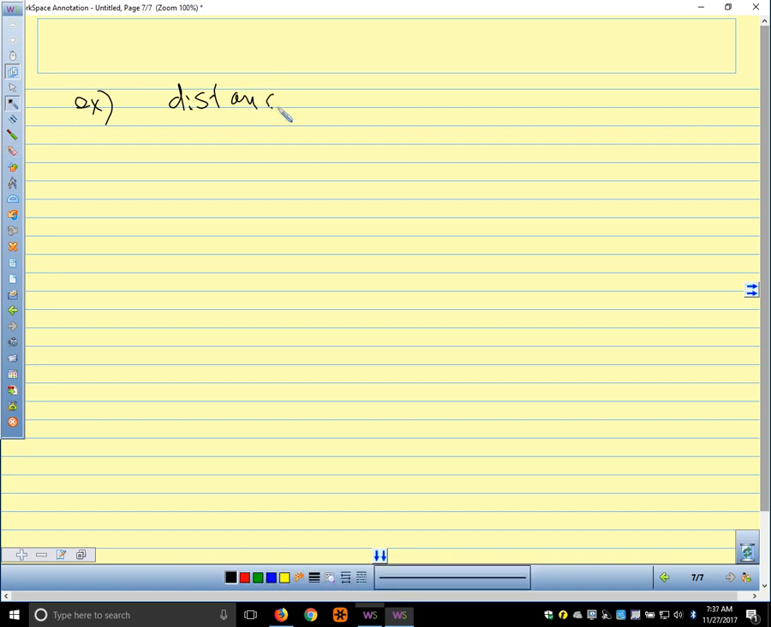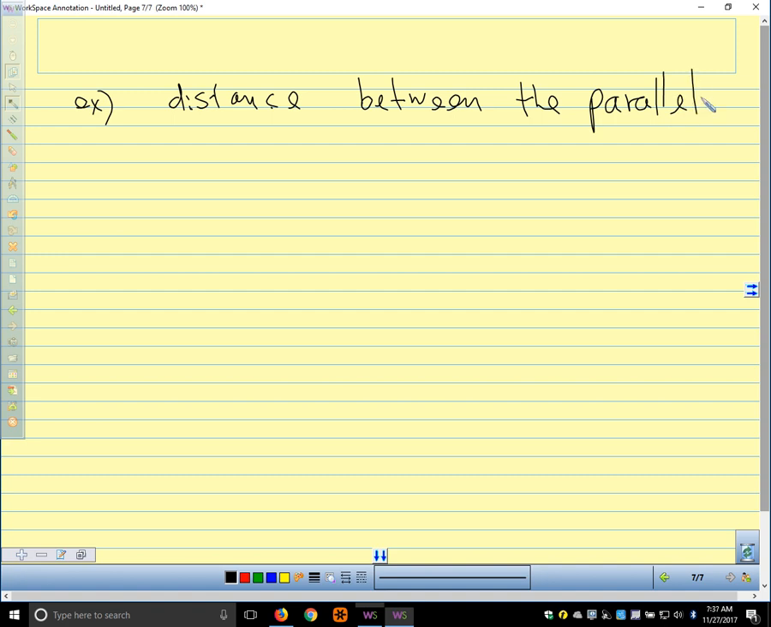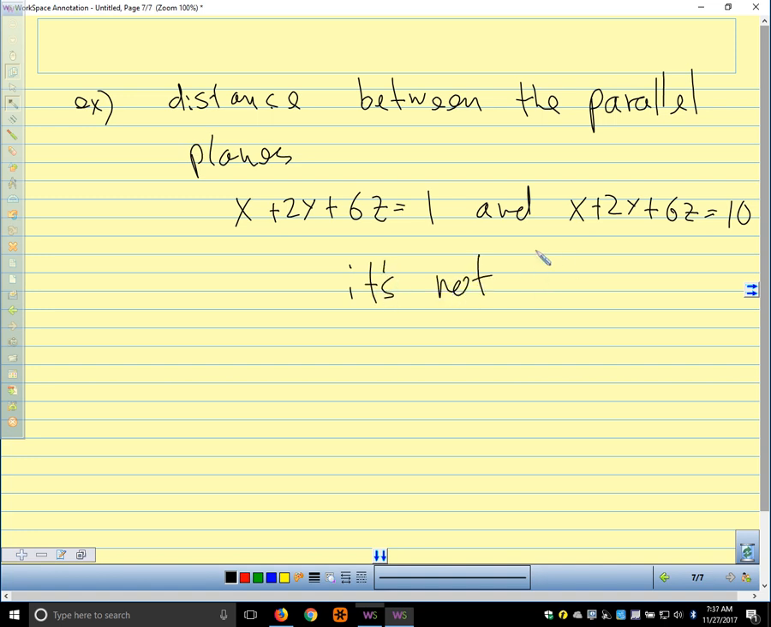We want to find the distance between the parallel planes x plus 2y plus 6z equals 1, and x plus 2y plus 6z equals 10. And I'm going to say it's not 9.